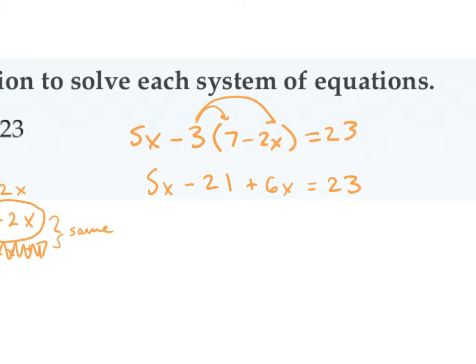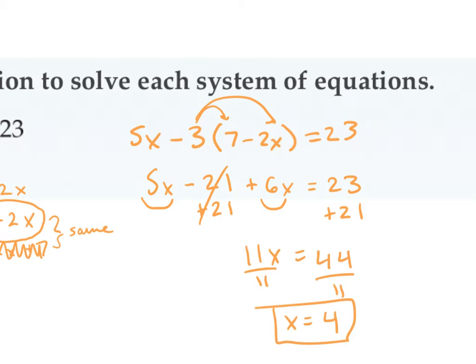Now how do we solve from here? What do we do next? Add 21. Perfect, we can combine our like terms, so we add 21 to get it to the other side. And then we can add our 5x and 6x and make this 11x is equal to 44. Now what do we do? Divide by 11. So x is equal to what? 4. So this is our number for x.